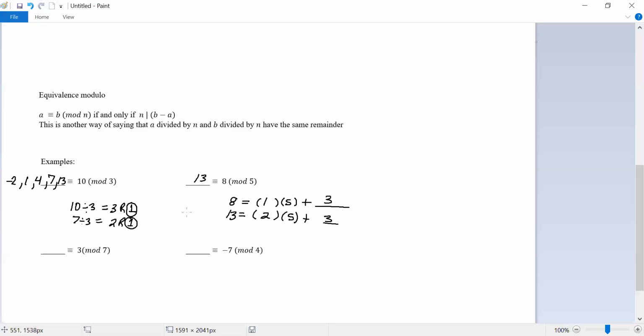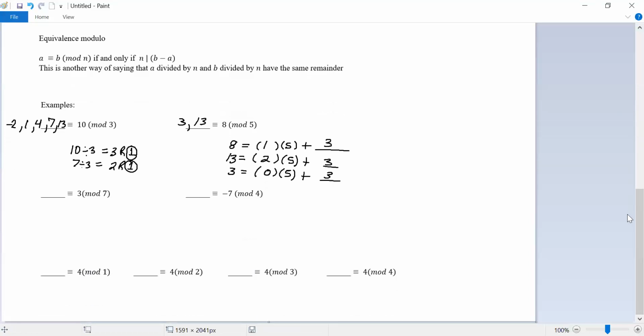What about 3 itself? What if I take 3 and divide it by 5? Well, 5 doesn't go into 3, it's too small. So I get 0 and 3. So 3 is actually also an answer. Notice back in the previous one where the remainder was 1, 1 was an answer as well. So whatever the remainder is will be one of those answers.